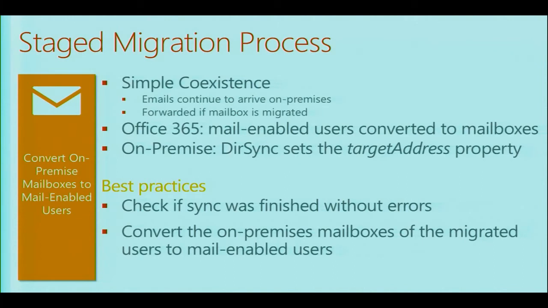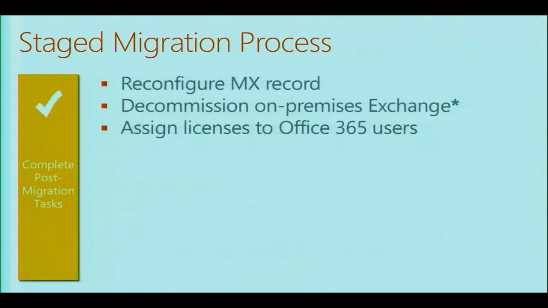But also, if you decide to decommission your on-premises Exchange org after all of your mailboxes are migrated, then the proxy addresses that you've copied to these mail-enabled users will still remain in your on-premises Active Directory as well. So you won't have a fear of losing that information when you rip out Exchange if you decide to do that.